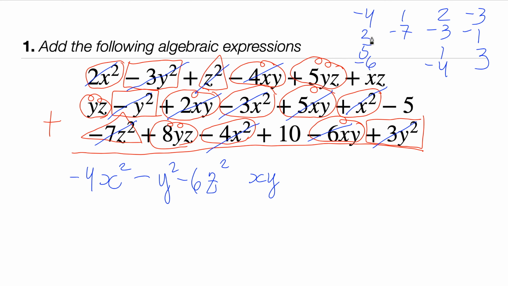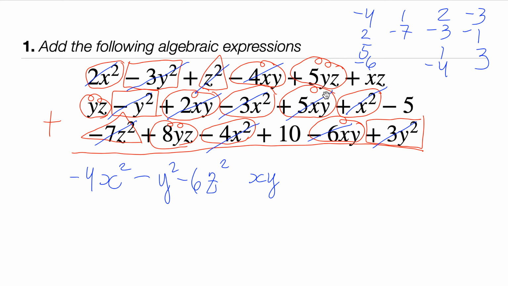So minus 4 plus 2 is minus 2. Minus 2 plus 5 is positive 3. 3 minus 6 is minus 3. And oops, we forgot this 8. Where were we again? This is positive 8. Oh, sorry.